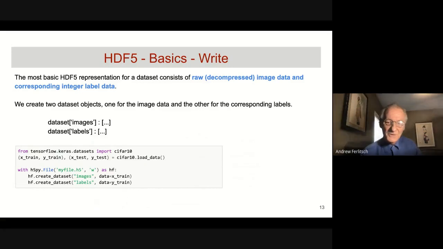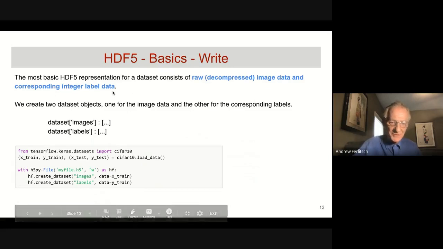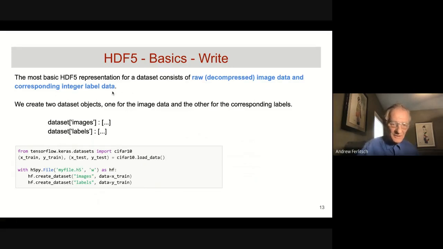So the most basic representation for a data set consists of raw, which means decompressed, image data and the corresponding integer labeled data. What we do is we create two dataset objects, one for the image data and one for the labels. Okay, and here's just a little example.